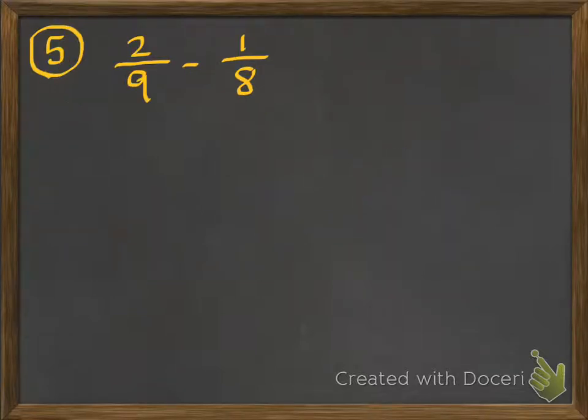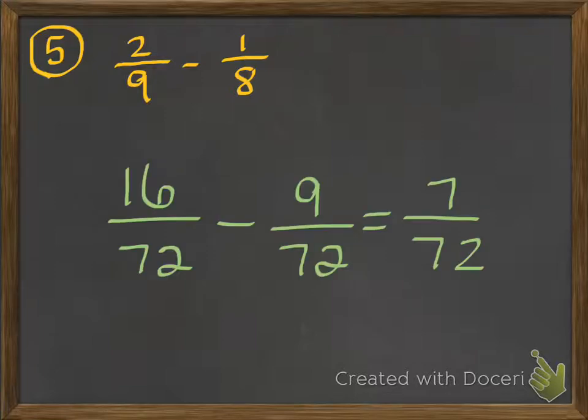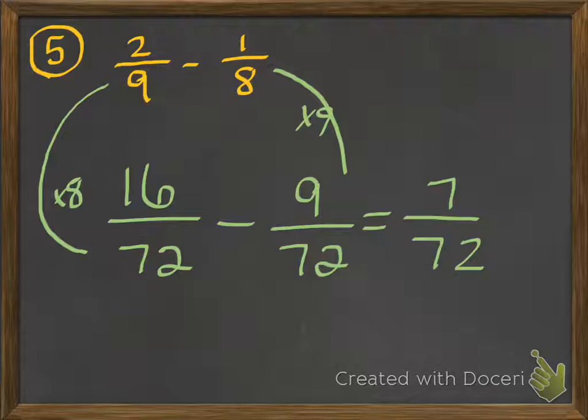Number 5. 2/9 minus 1/8. Okay, 2/9 and 1/8 have a common denominator of 72nds, and to get there from 9 to 72 I had to multiply times 8. And to get from 8 to 72, I had to multiply times 9. So I got 16/72nds minus 9/72nds, and subtract, and that equals 7/72nds. There are no other factors of 7 and 72 other than 1 and the number, so that's it.